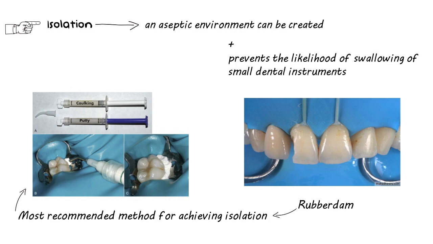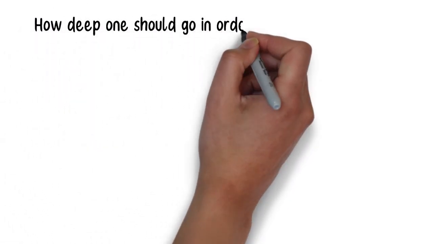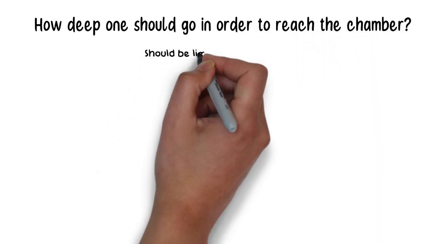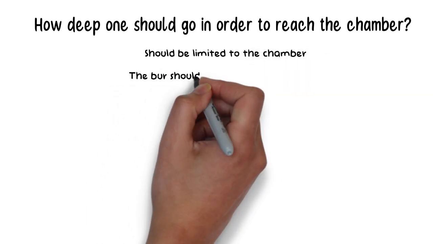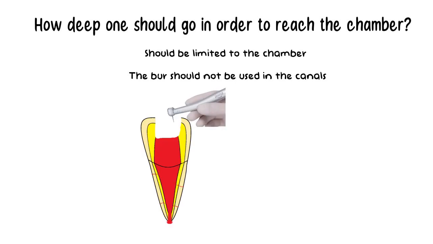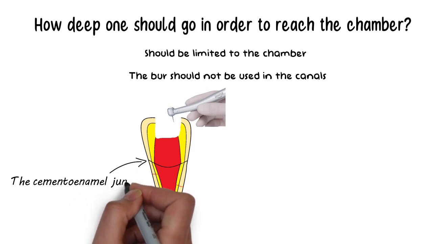Another common question that arises in our minds is how deep one should go in order to reach the chamber. Access preparations in general should be limited to the chamber and the burr should not be used in the canals. The pulp chamber morphology dictates the design of the access preparation, and the internal chamber morphology varies with patient's age and secondary or tertiary dentine deposition. In general, pulp chamber is located at the cemento-enamel junction, hence access preparations should be limited to that.